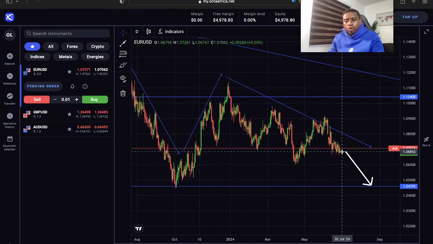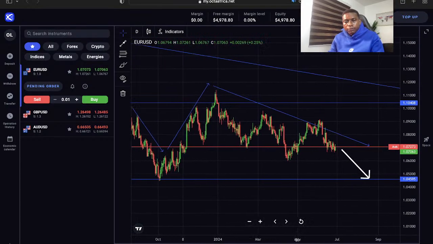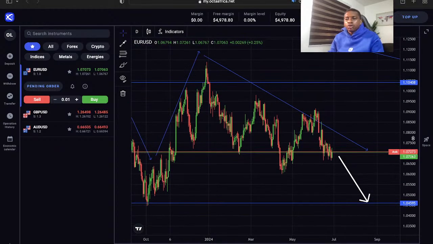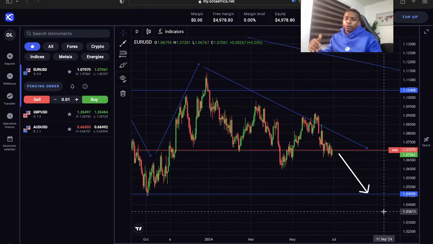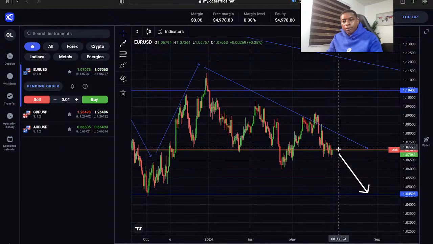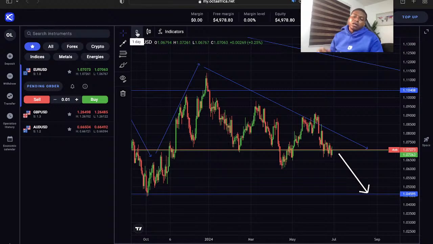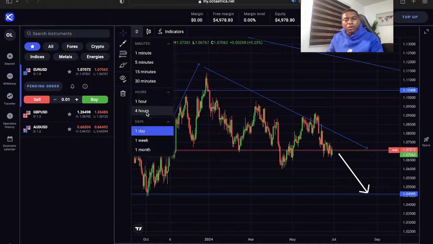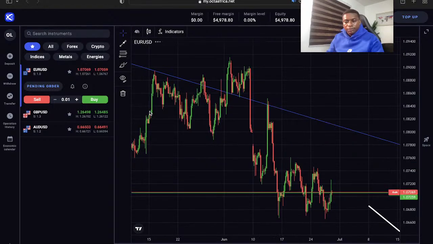So what do we want to do from here? For those who are swing traders and want to hold trades for days or weeks, you want to look into shorting Euro USD from this level. However, if you're an intraday trader looking for short and quick opportunities, you can consider the lower time frames, like 4 hours or 1 hour. However, you can always use the daily time frame to predict market direction for the day. So let's look at 4 hours.